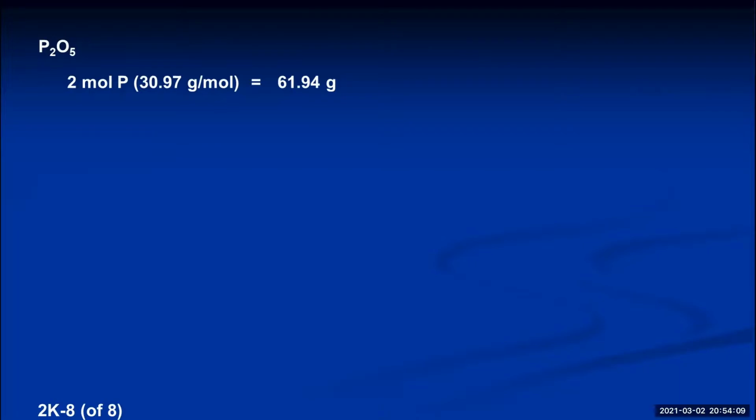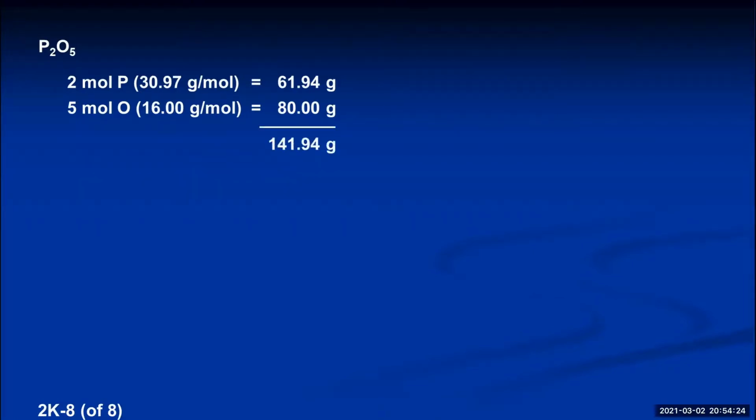And 1 mole of P2O5 contains 5 moles of oxygen. So we're going to go 5 moles multiplied by 16.00 grams per mole. Both these numbers are accurate 2 places past the decimal point, and so when I add them up, my answer will go 2 places past the decimal point. I get 141.94. Okay. Now, if you're good conceptually, you would go, the empirical formula weighs about 140.